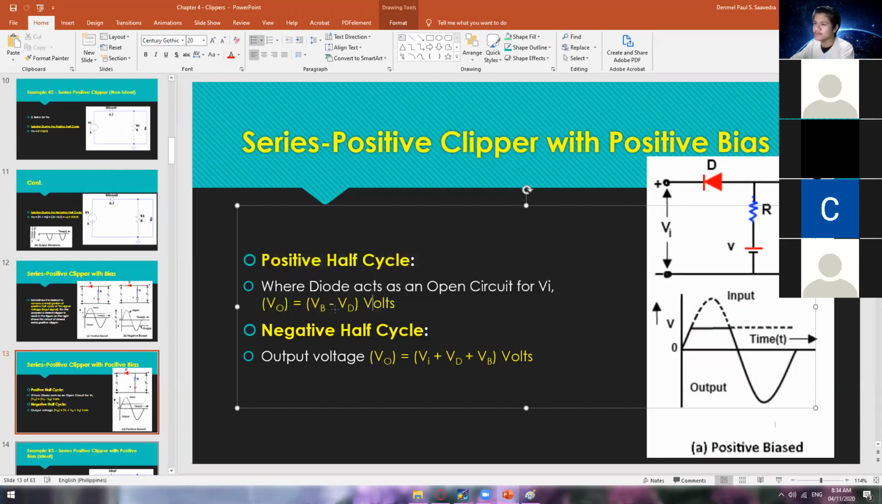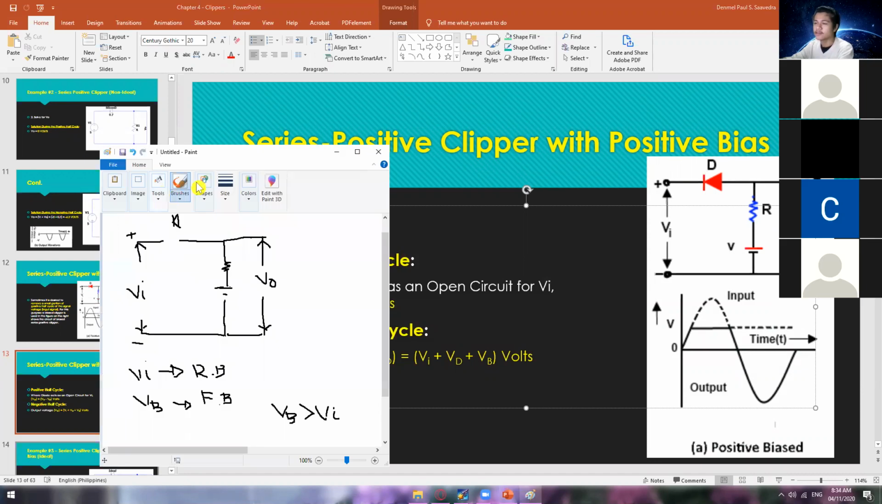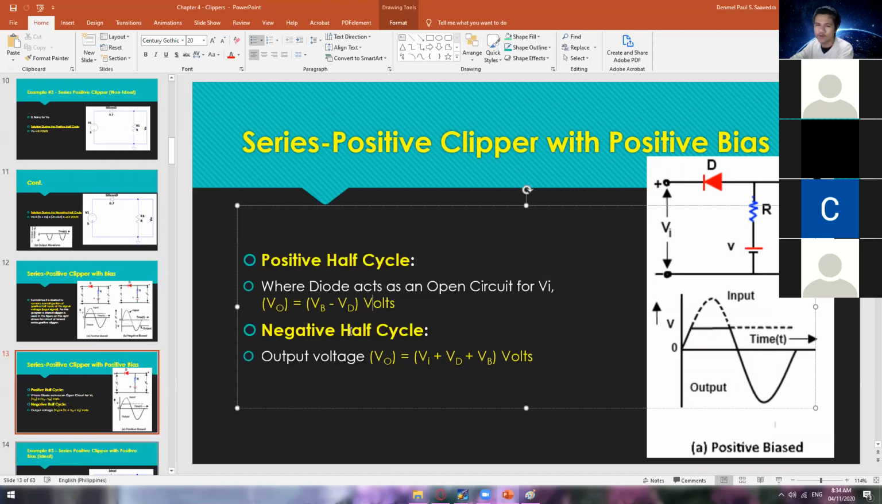And then for the negative half cycle, this is too hard. I hope I have a blackboard and whiteboard. I think that I can draw it. Anyway, maybe I will buy soon, I don't know what you call that one, a sketch pad or sketch tablet.